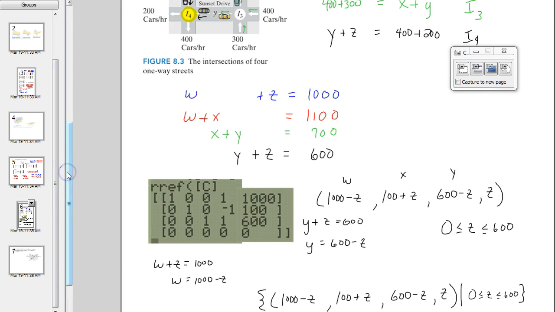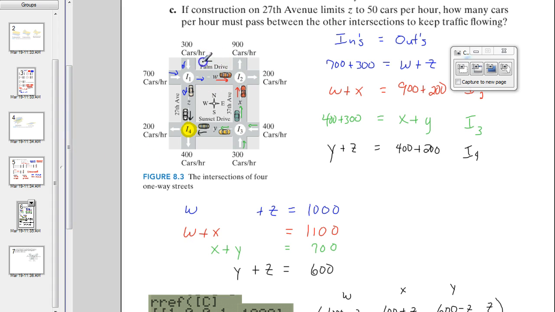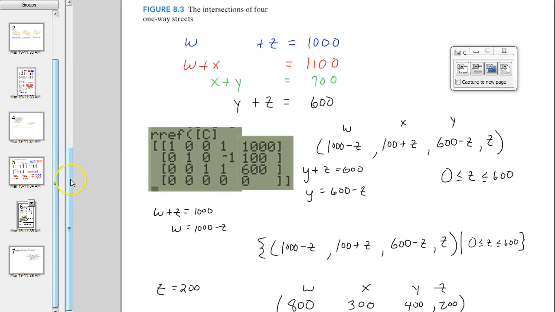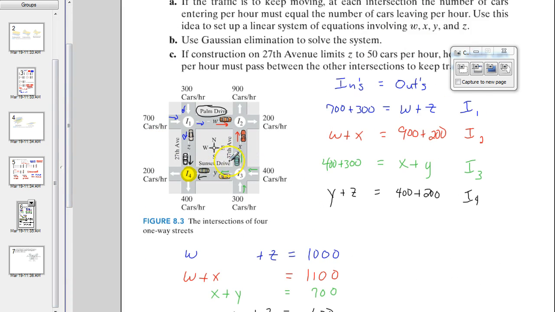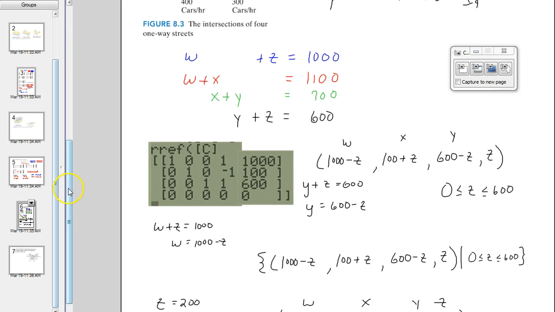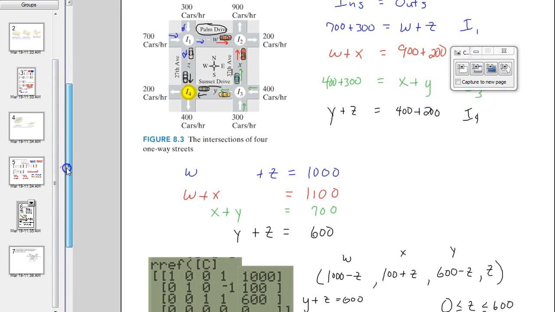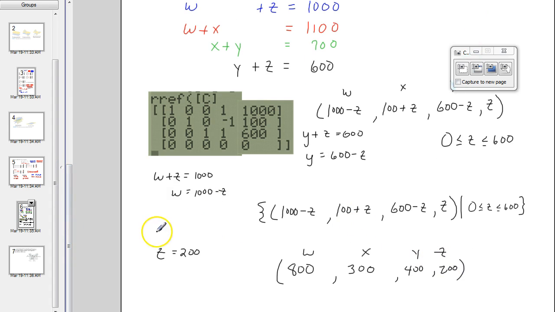So w would be 800. So 800 cars per hour would be on Palm Drive. X is 300. So 300 cars per hour would be on 37th Avenue. Y is 400. So Sunset Drive would have 400 cars per hour, and z would be 200. Alright, so that type of question is also asked of you. Find the general solution, but then find a specific solution. If this many cars per hour on this one specific road, then find all the others.